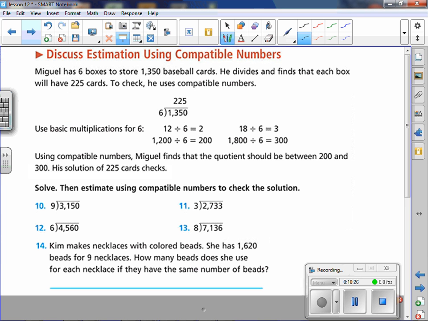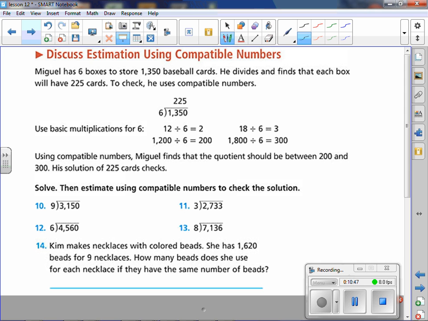Okay. Estimation can help us just find compatible numbers, which is what I was doing when I was solving some of those problems. I was just thinking about what times this number gets me close to that. Okay, so all we're doing is thinking about estimation in solving. So let's try a few of those. We're going to use estimation to find compatible numbers.